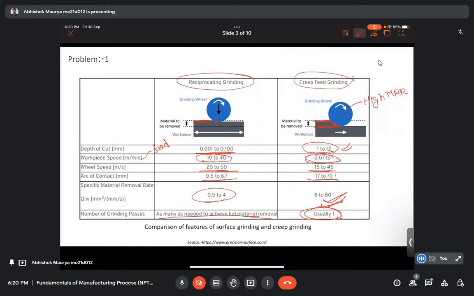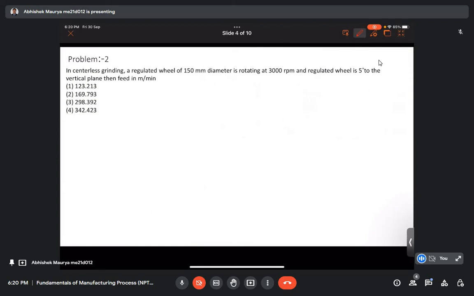So I think I have explained problem number 1. Still, if any one of you has any doubt, please let me know, otherwise I will move to the next problem. It seems there is no doubt. Let's quickly move to the next problem.